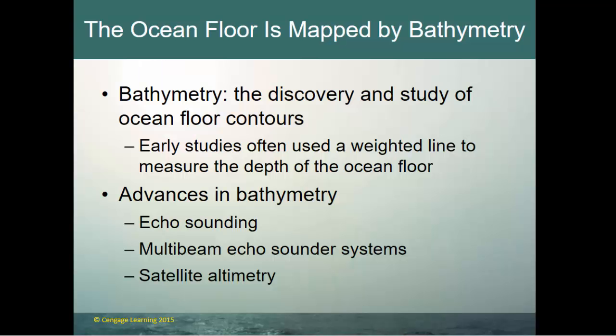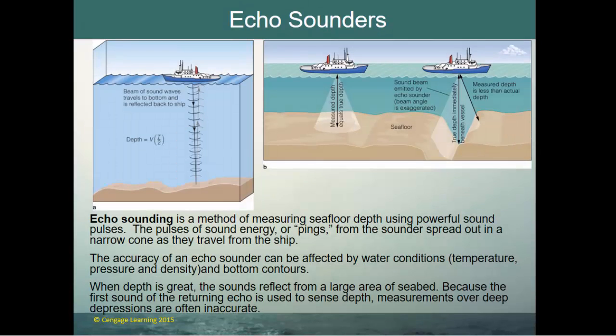One of the things that we learn in Chapter 4 is that we know a tremendous amount about the ocean basins by the mapping of ocean basins. And the mapping of ocean basins is the scientific pursuit called bathymetry. Bathymetry is the discovery and the study of ocean floor contours. Early studies often used just a weighted line, and they would just measure the depth to the ocean floor. Big advances came with echo sounding, and then multi-beam echo sounders, and of course finally with satellite altimetry.